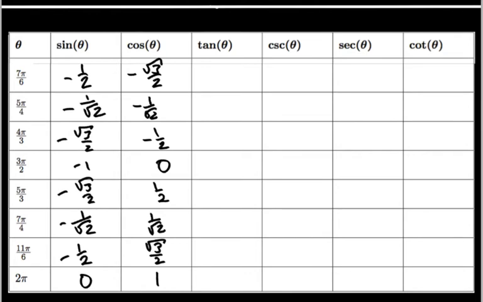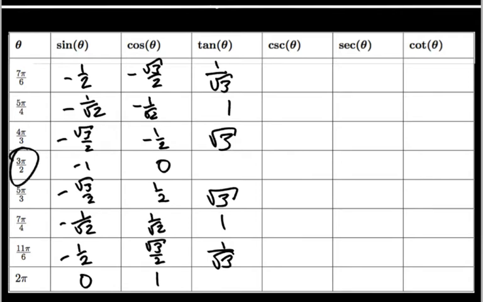All right, let's get the tangents. So at the pi over 6's, you're always going to get 1 over square root of 3 somehow. And at the pi over 3's, you're always going to get square root of 3 somehow. And then at the pi over 4's, you're always going to get some sort of 1. And then at the pi over 2's, it'll be undefined because you're dividing by 0, right? And then at the whole number of pi's, it'll be 0.